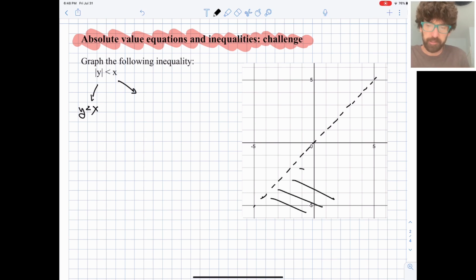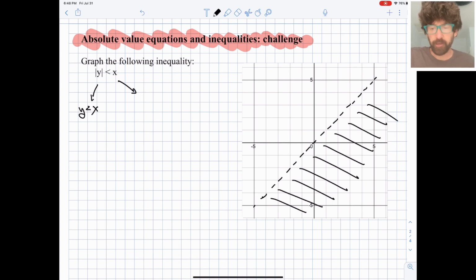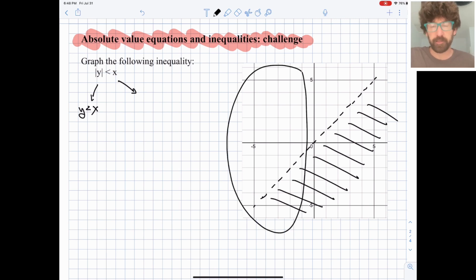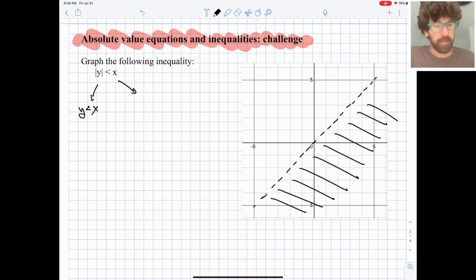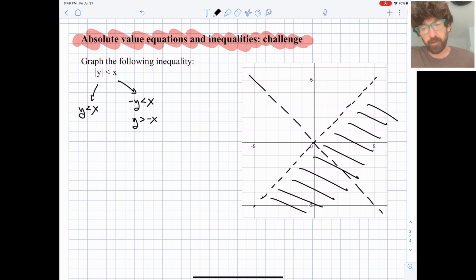We're going to be looking at all these points down here. Eventually we'll have to remind ourselves that everything in the left half of the graph is going to be invalid because of what we talked about a couple minutes ago, but let's not worry about that for now. The second pathway is as if the absolute value stripped away a negative sign from the y. We can divide both sides by negative 1, and we get y is greater than negative x. That's going to look like this, all these points in here.